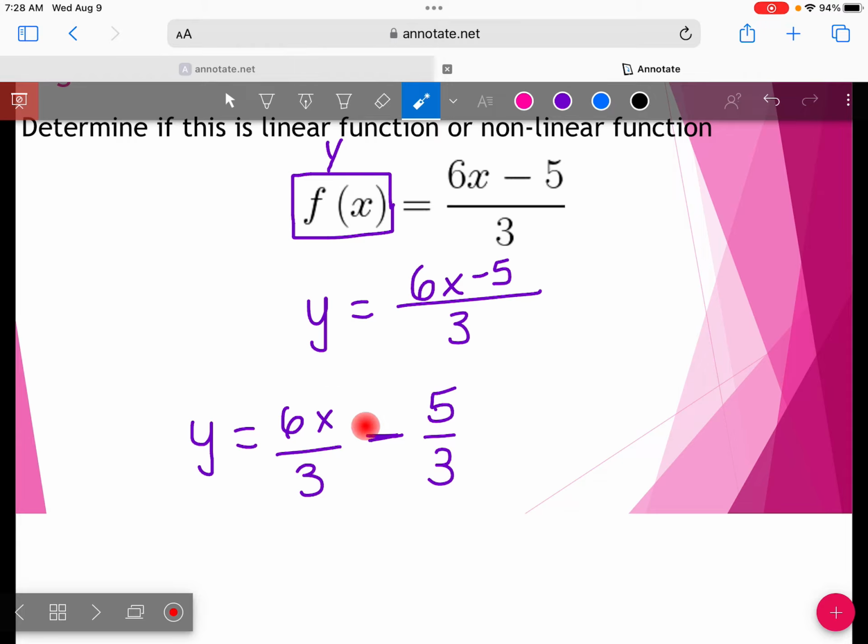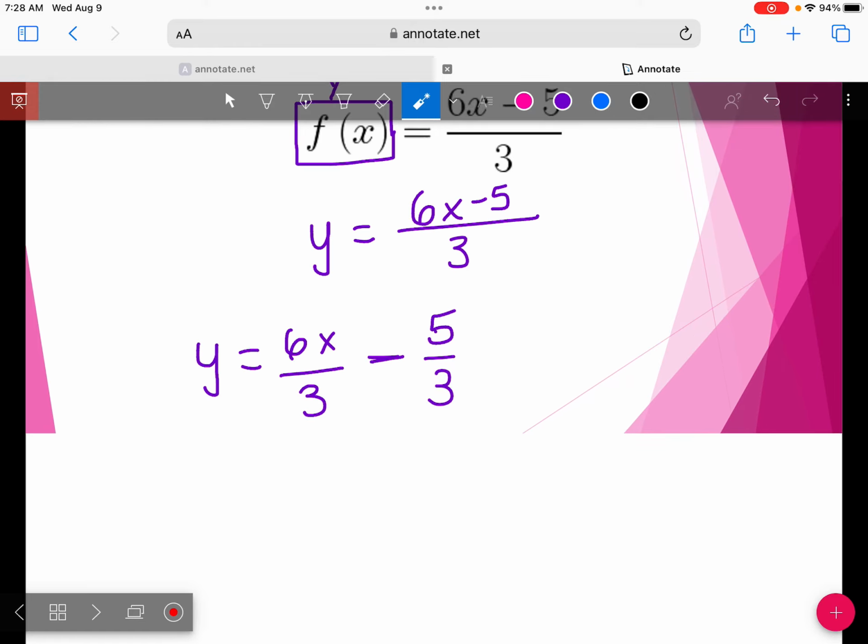Look at this guy. Can I simplify this piece at all? Yes. How? Divided by 3 makes 2x. Y equals 2x minus, can I simplify this? Nope, but 5/3 is fine. It's a thing. We can do that.